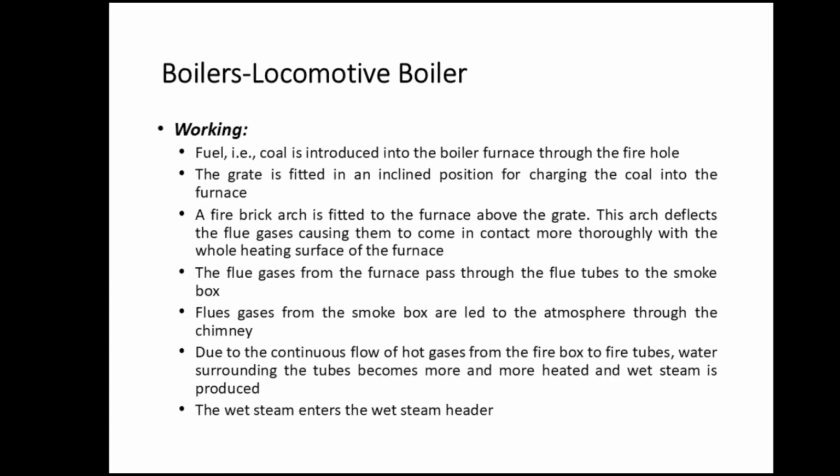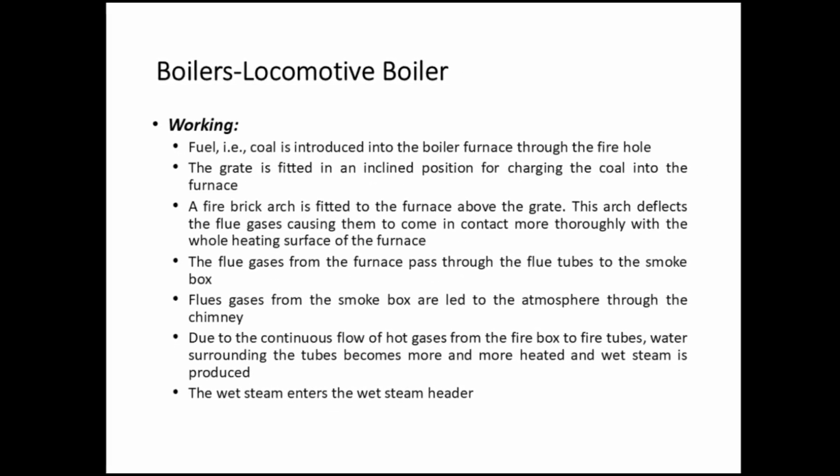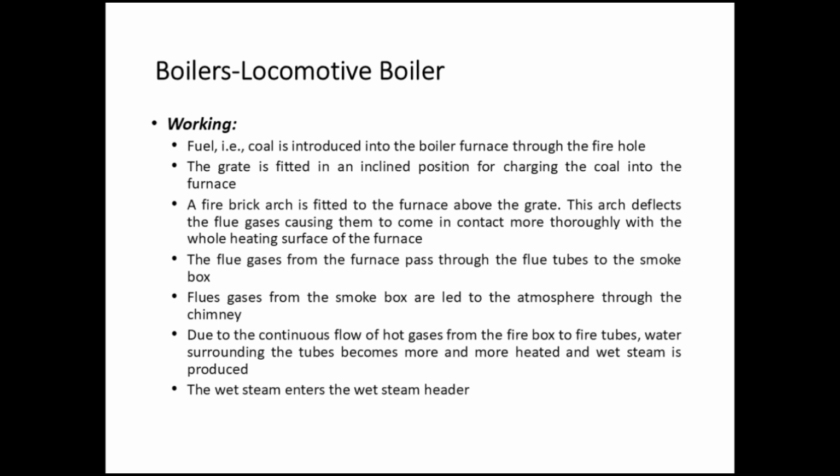Boilers. Locomotive boiler. Working. Fuel, that is coal, is introduced into the boiler furnace through the fire hole. The grate is fitted in an inclined position for charging the coal into the furnace. A fire brick arch is fitted to the furnace above the grate. This arch deflects the flue gases, causing them to come in contact more thoroughly with the whole heating surface of the furnace. The flue gases from the furnace pass through the flue tubes to the smoke box. Flue gases from the smoke box are led to the atmosphere through the chimney.